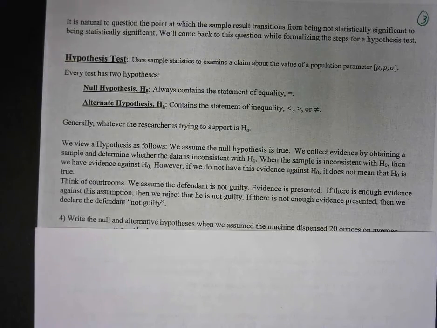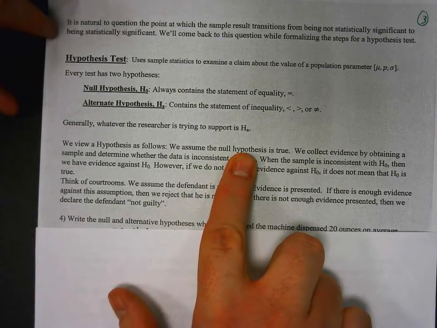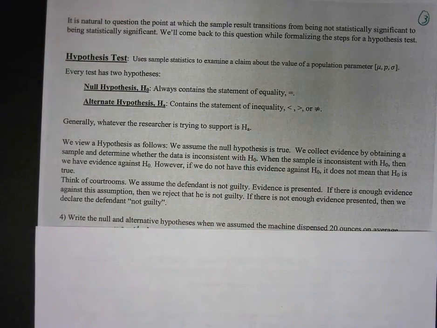The way we view a hypothesis test is as follows. We assume the null hypothesis is true. Like in our soda example, we assume that the soda machine was dispensing 20 ounces. So we assume that H0 is true, meaning that mu equals 20 is true. Then we collect evidence: we take a sample and determine whether the data is inconsistent with H0. When the sample is inconsistent with H0, then we have evidence against H0. However, if we do not have this evidence against H0, it does not mean that H0 is true. It just means that we don't have enough evidence against H0.